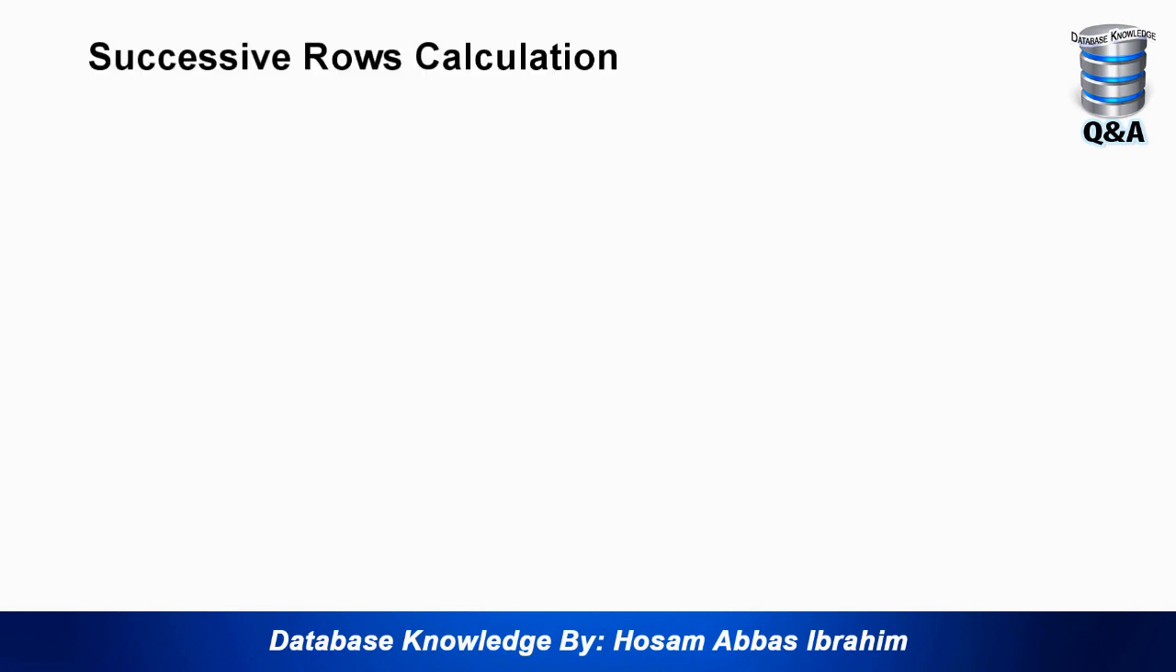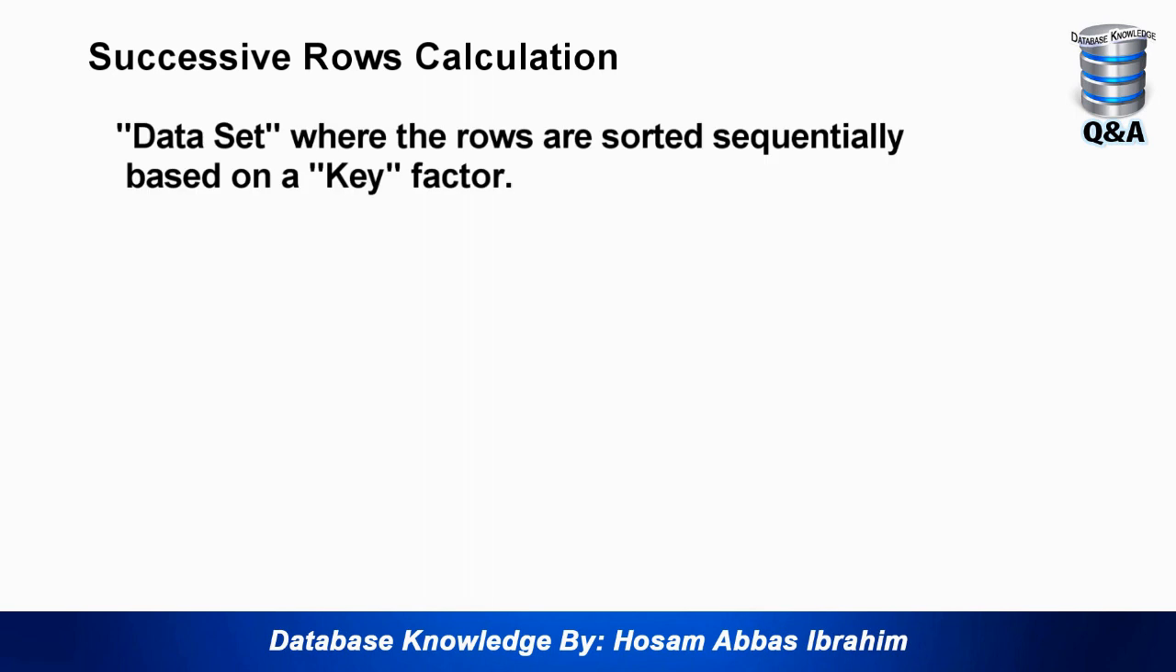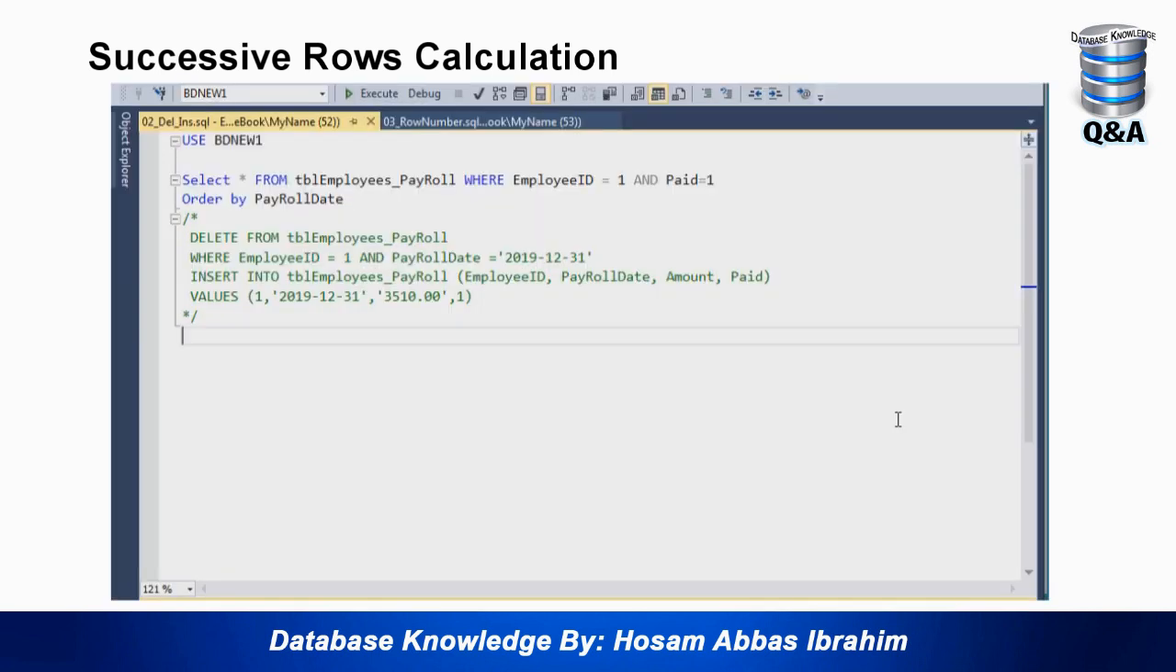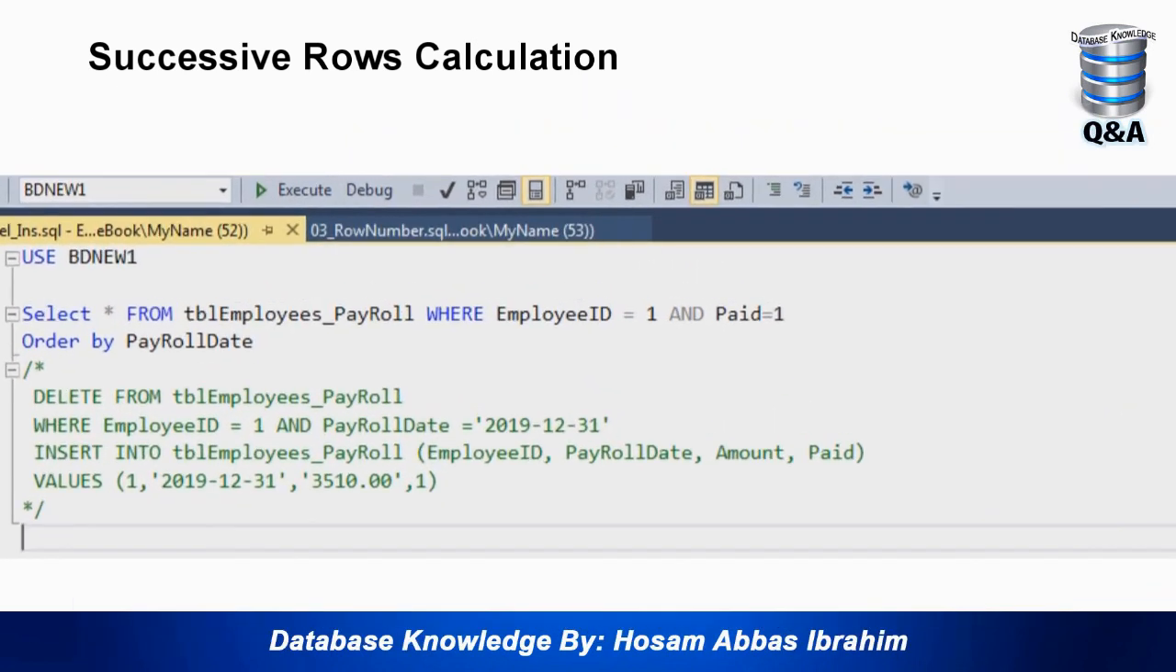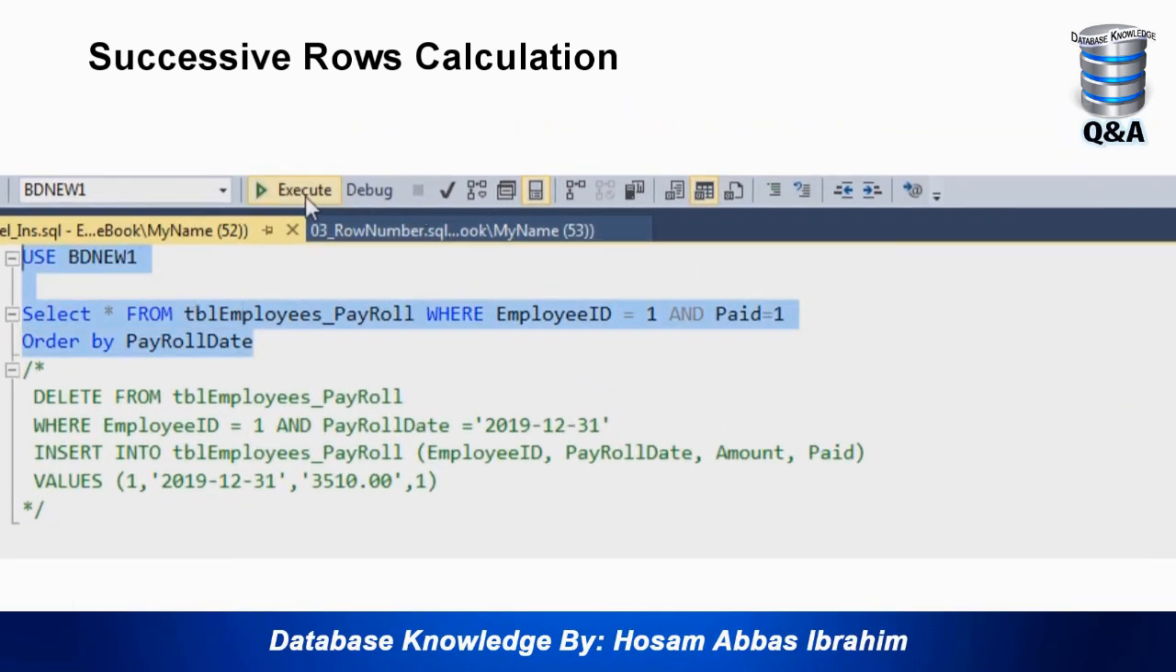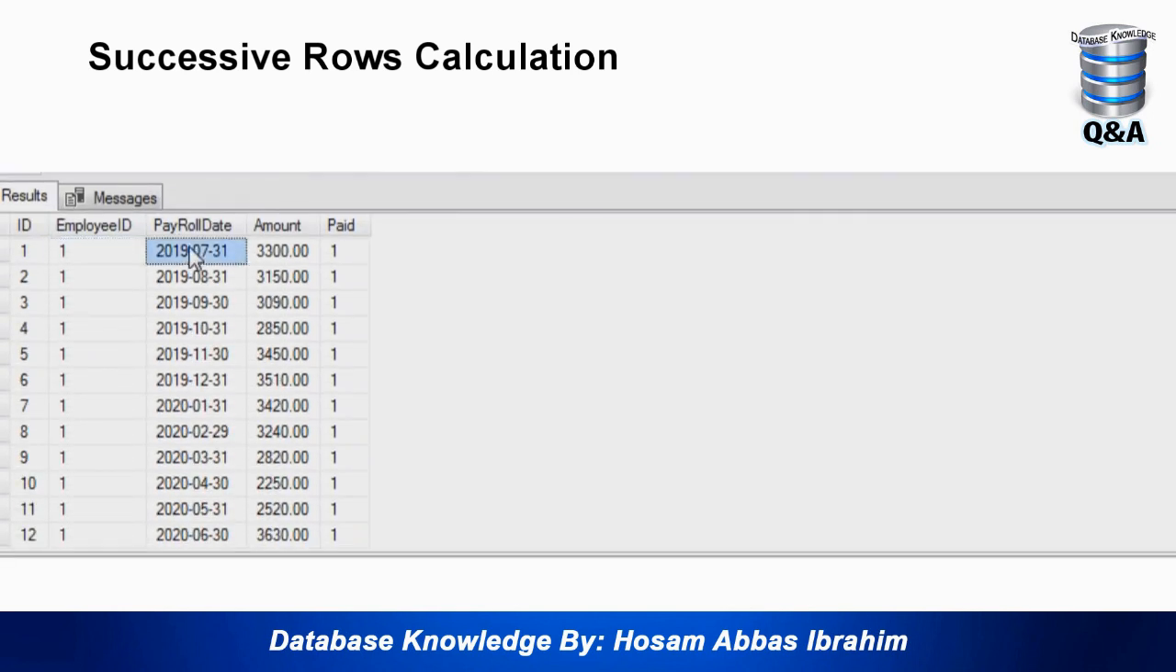Successive rows is a data set where the rows are sorted sequentially based on a key factor. Last time we created a table for employees payroll and we entered some data. Today I'll select one employee of this table and here is the data for him.